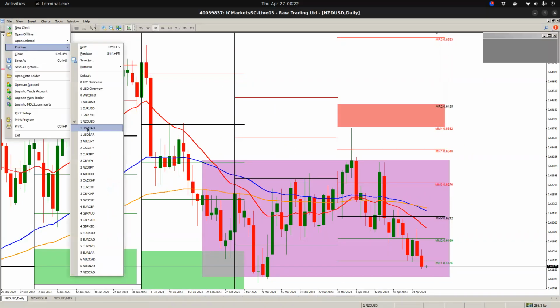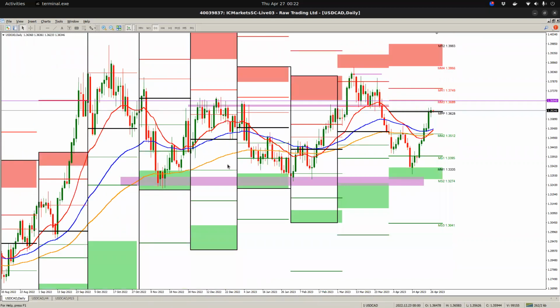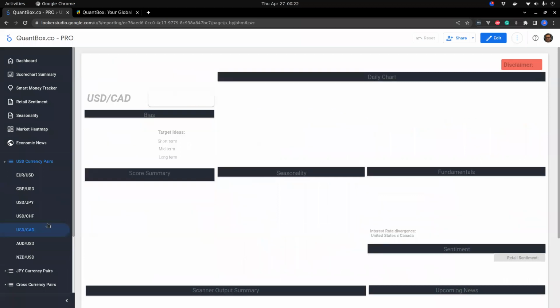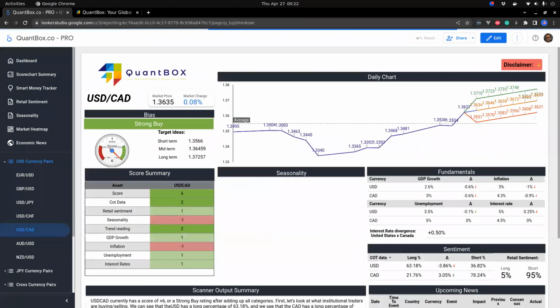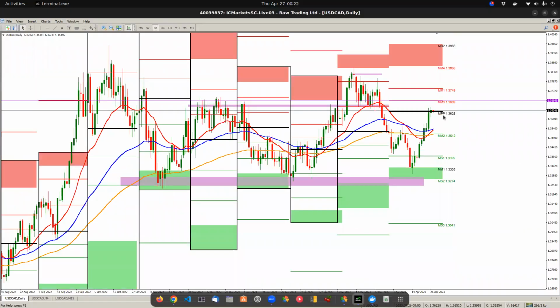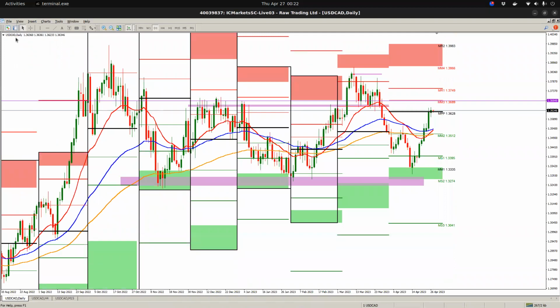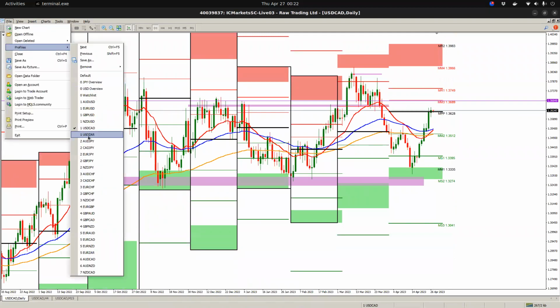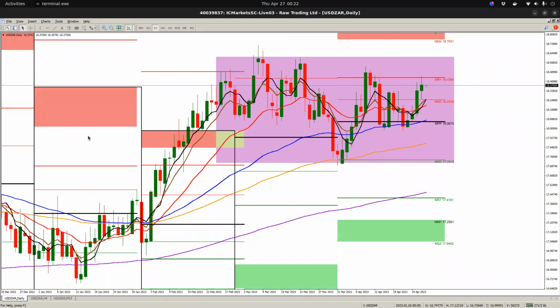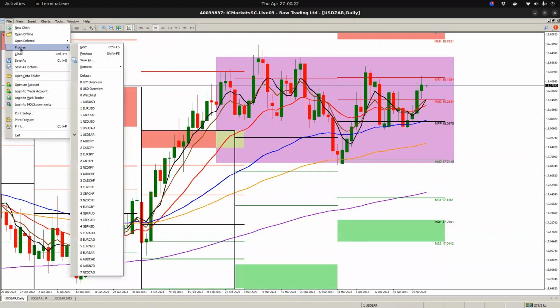Then we look at USD CAD. USD CAD, we expect a bias of bullish. It was bullish yesterday. Nothing has changed since then. And you can see looking at the QuantBox, it is a strong buy. Of course, right now you can't buy over here. So leave that one alone. Moving on. USD ZAR. Take a look at USD ZAR. You can see currently sideways. Leave that alone. All right, cool.